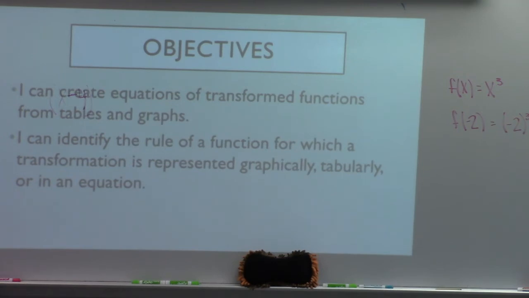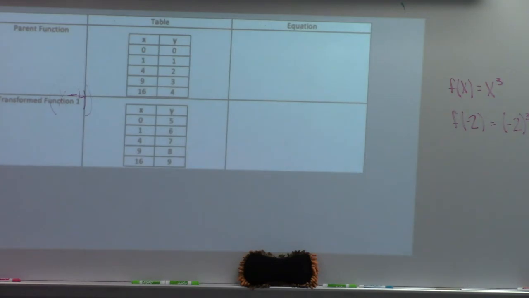Just real quick, our objectives today are: I can create equations of transformed functions from tables and graphs. So that's what we're focusing on today, making these equations from the tables and graphs, and then I can identify the rules for a function for which a transformation is represented graphically, tabularly, or as an equation.